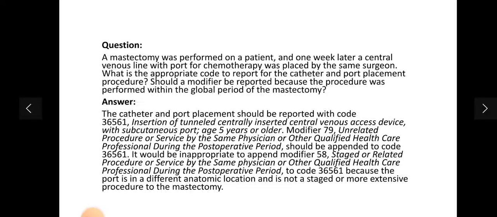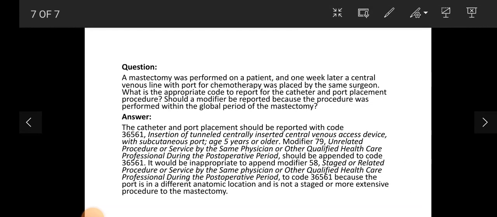The catheter and port placement should be reported with 36561. This is actually an IVR code, insertion of tunneled centrally inserted central venous access device with subcutaneous port, for age 5 years or older. So modifier 79 should be appended to code 36561. It would be inappropriate to append the 58 modifier during this post-operative period to code 36561 because the port is in a different location and is not a staged or more extensive procedure to the mastectomy.